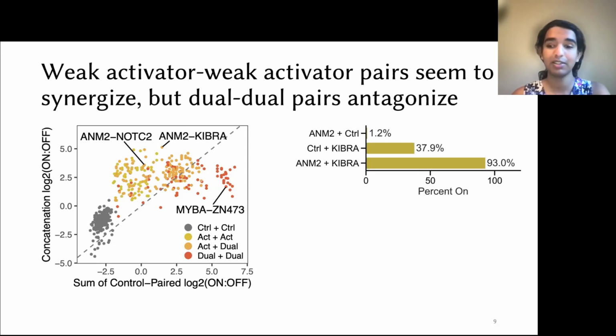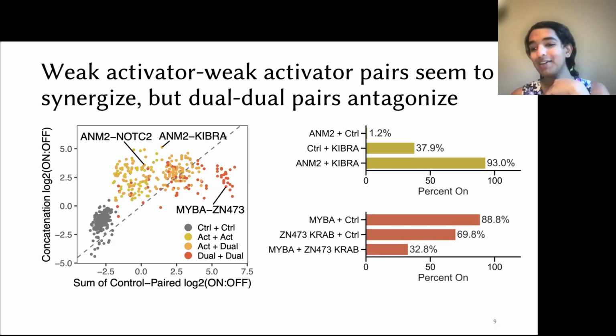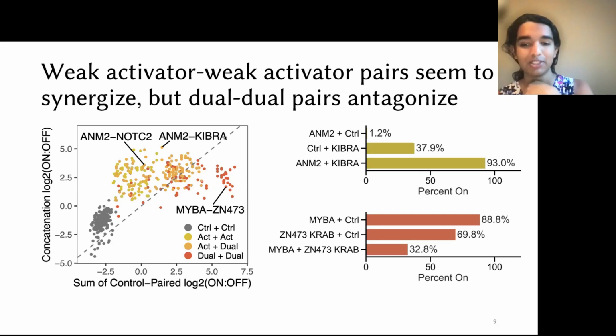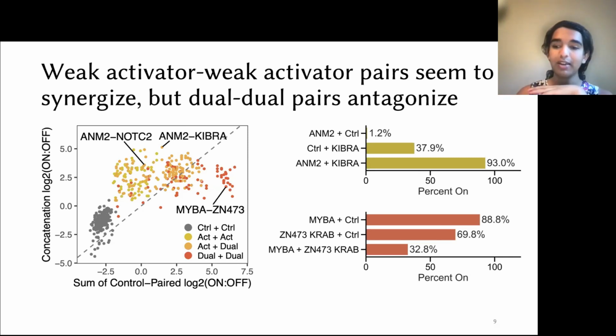But actually, when we tested in low throughput, that is precisely what we saw. MIB-A on its own was a very strong activator. ZN473's variant crab domain, very strong activator. You put them together and they don't work well at all.